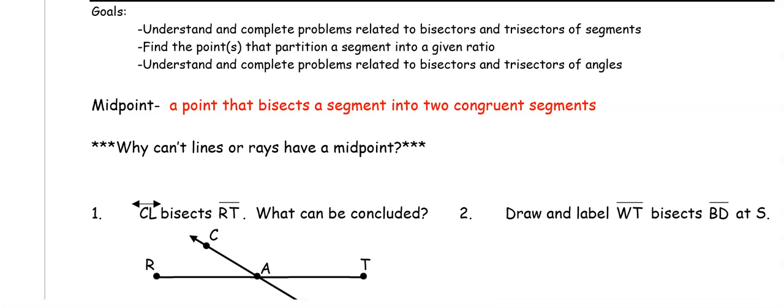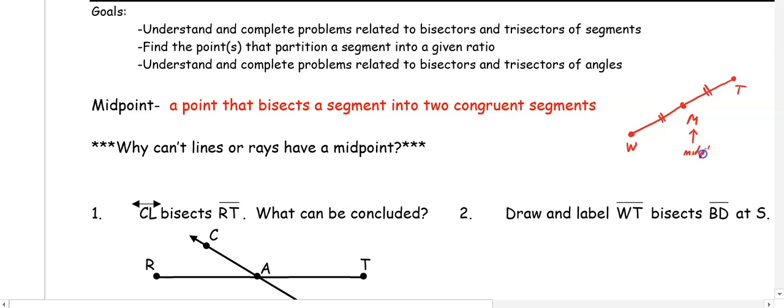So, our first vocab word of the day is a midpoint. A midpoint is a point that bisects a segment into two congruent segments. So, if we had our segment WT, with M in the middle, and it bisects it and marks it congruent, this would be our midpoint.